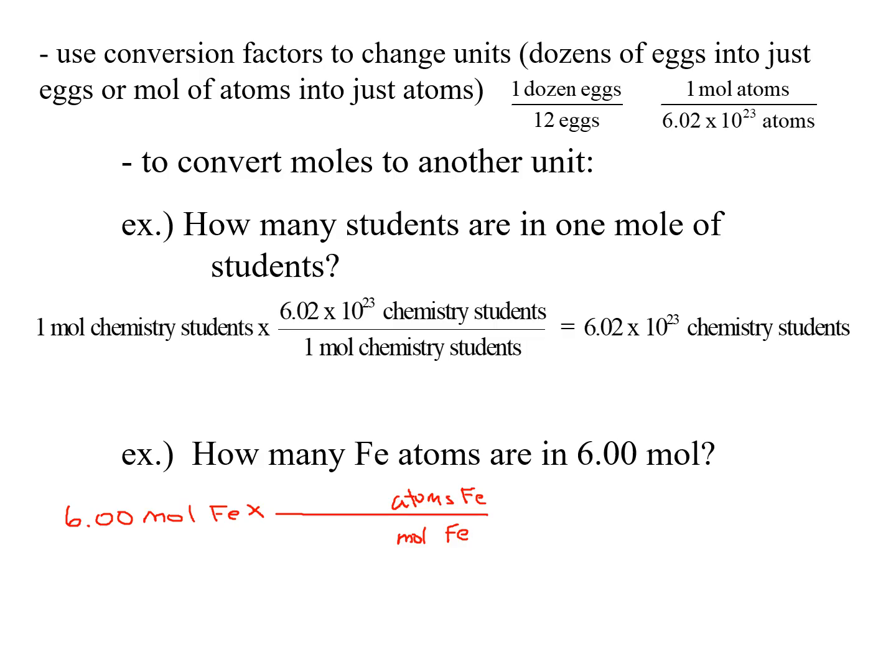Now I'm going to fill in the numbers. How are they equal to each other? Well, I know that 1 mole of iron, 1 mole of anything really, is 6.02 times 10 to the 23rd. All right? And so if I hit equals, I know that I have to take 6 times this number, 6.02 times 10 to the 23rd, to get my answer.